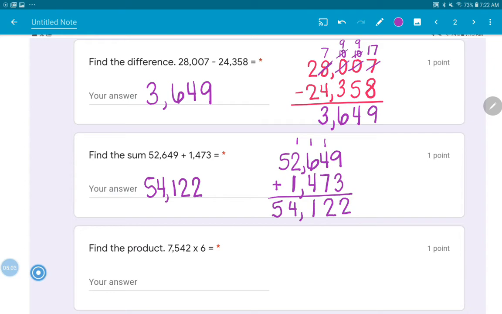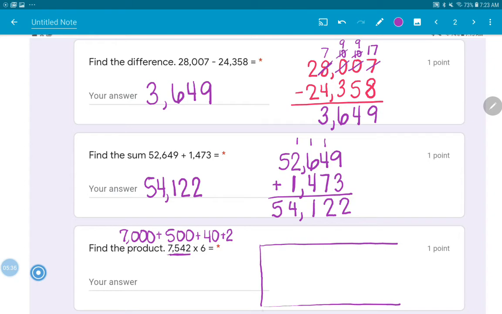Next, I'm finding the product of 7,542 times 6. I'm going to put my big number into expanded form. So I have 7,000 plus 500 plus 40 plus 2. I'm going to draw an area model today. There's several different ways we've been solving, and any of those are okay, but today I'm going to solve by drawing an area model.